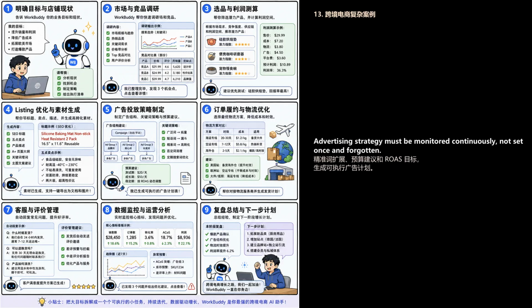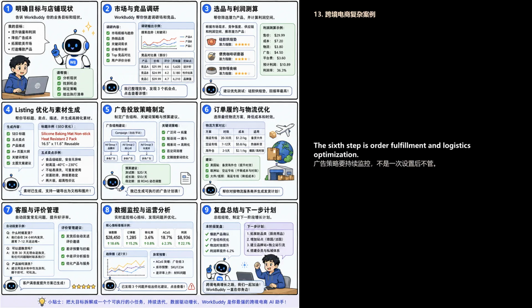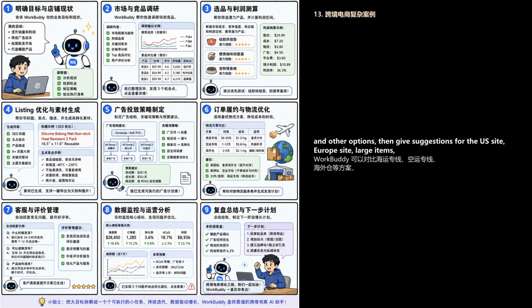The sixth step is order fulfillment and logistics optimization. Different logistics methods differ in time, cost, and suitable categories. WorkBuddy can compare sea freight, air freight, overseas warehouses, and other options, then give suggestions for the US site, Europe site, large items, and low-frequency products.